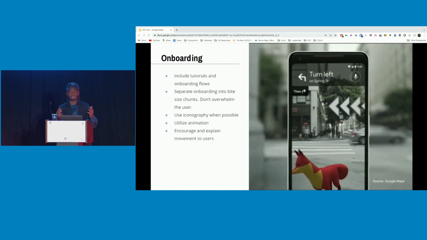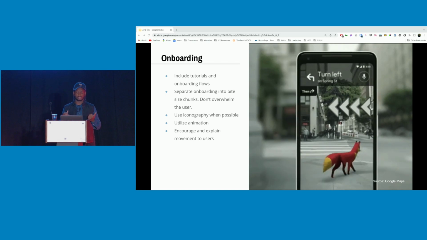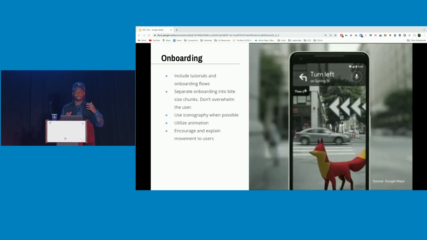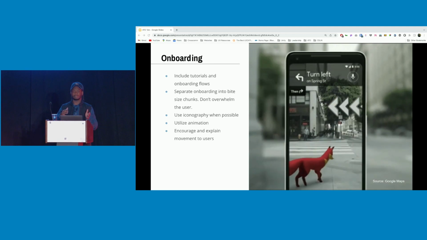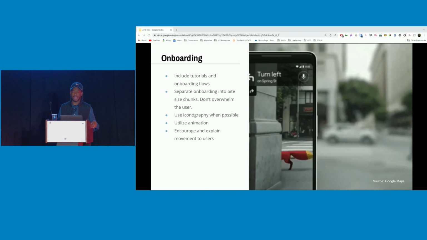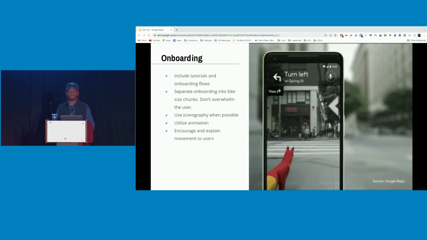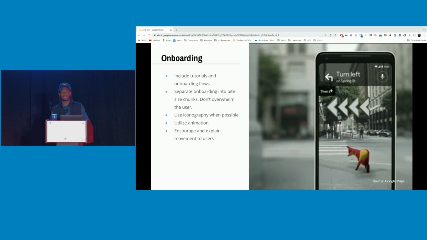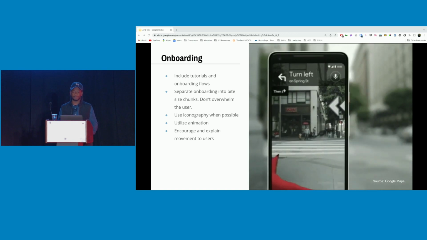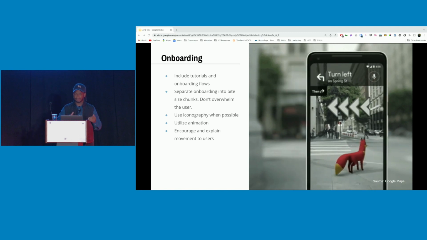So when you're designing for onboarding, you should include tutorials and onboarding flows. I would say you should even separate onboarding flows into bite-sized chunks so that you don't overwhelm the user. Now, I would go a step further, especially if you have complex UIs where they're doing a lot of placement or new features that they never experienced before. I highly recommend that you break it up into steps.